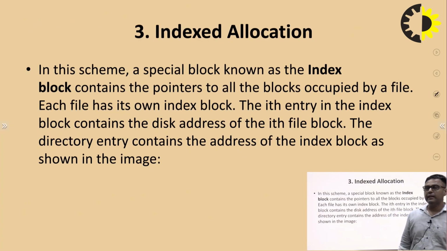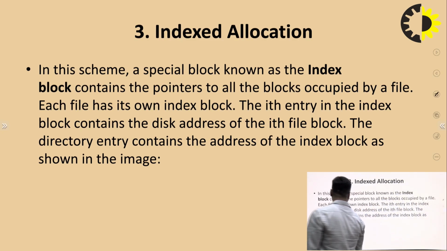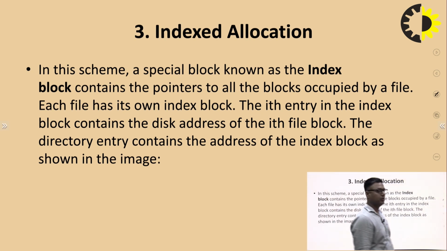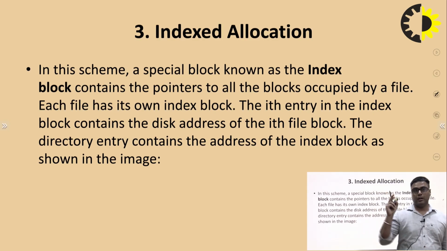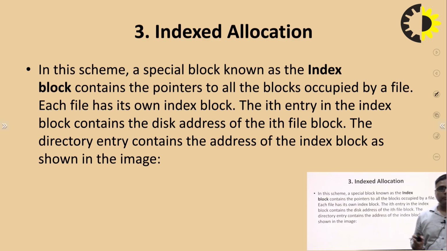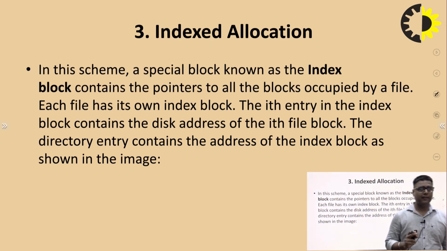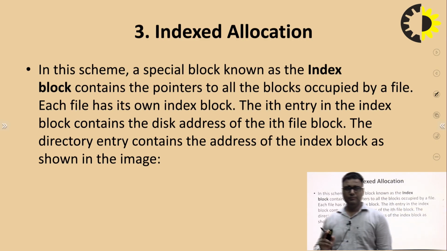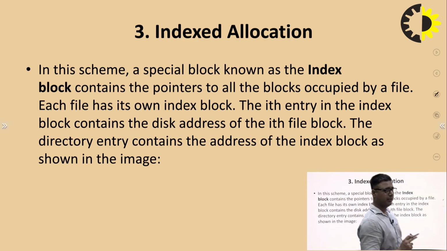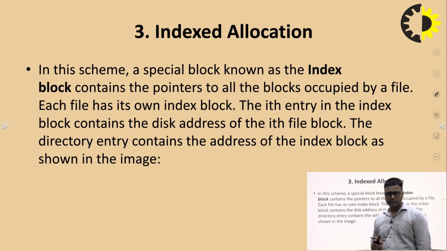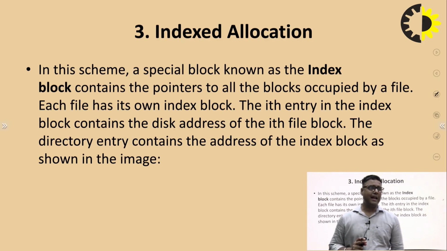Next is indexed allocation. In this scheme, a special block known as the index block is introduced. The index block contains the pointers to all the blocks occupied by a file. Each file has its own index block. The ith entry in the index block contains the disk address of the ith file block. The directory entry contains the address of the index block, as shown in the figure.